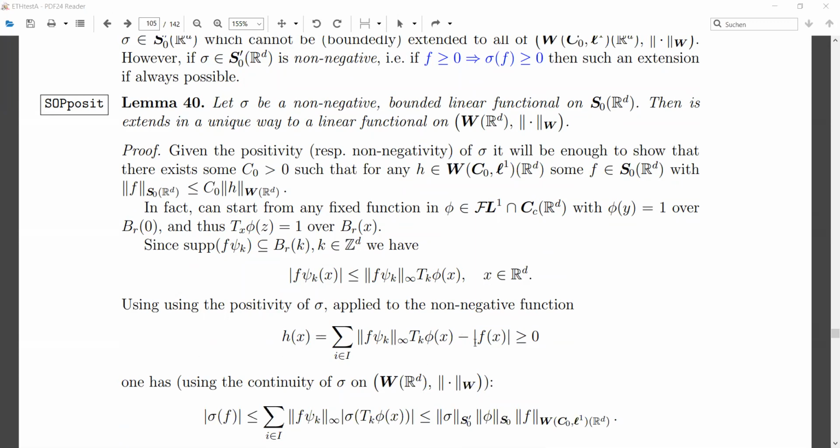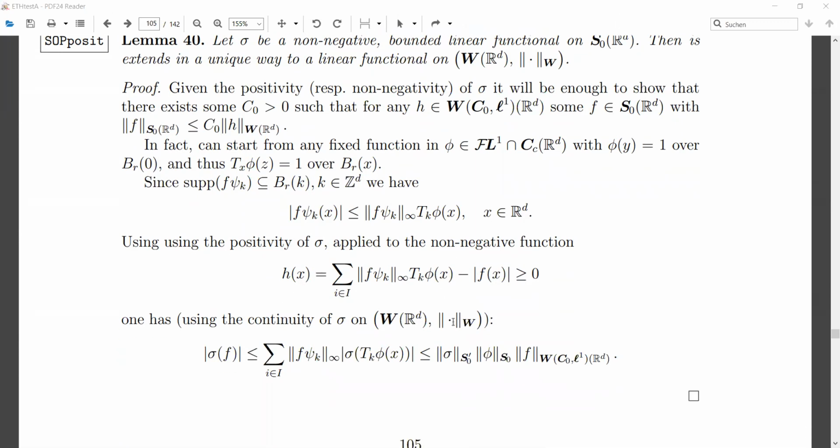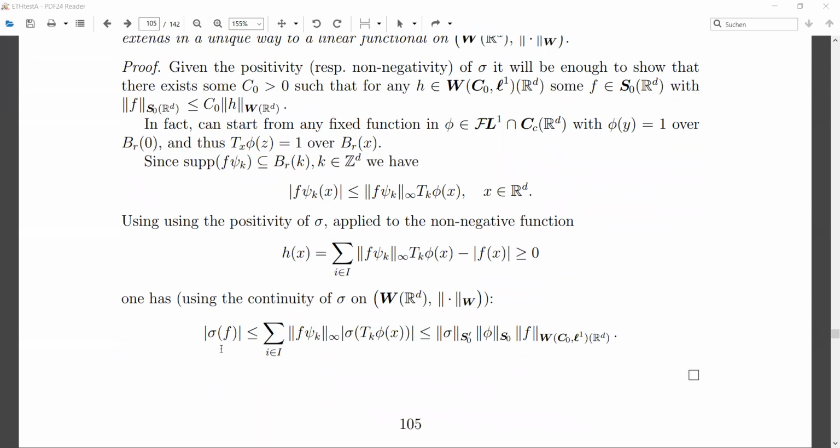I think the absolute value here should be put on the outside. So sorry, it should be absolute value of tk phi minus f and not inside. Now, by the positivity of the functional, we can control the value of sigma by this here, but this is just the sum of this f psi k, which is just the Wiener norm of f.